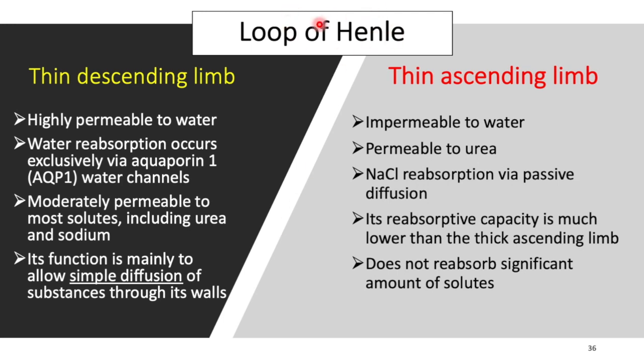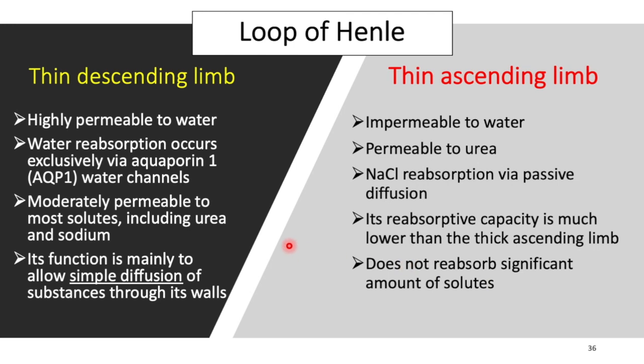At loop of Henle, different reabsorption processes occur. The loop of Henle consists of 3 limbs: thin descending limb, thin ascending limb, and thick ascending limb. Thin descending limb is highly permeable to water, so it allows water reabsorption via aquaporin 1 water channels. About 20% of filtered water will be reabsorbed at the thin descending limb. Thin descending limb is also moderately permeable to solutes including urea and sodium. However, it does not reabsorb significant amount of solutes because it does not have any transporter or carrier proteins, so the solutes will be reabsorbed via simple diffusion.